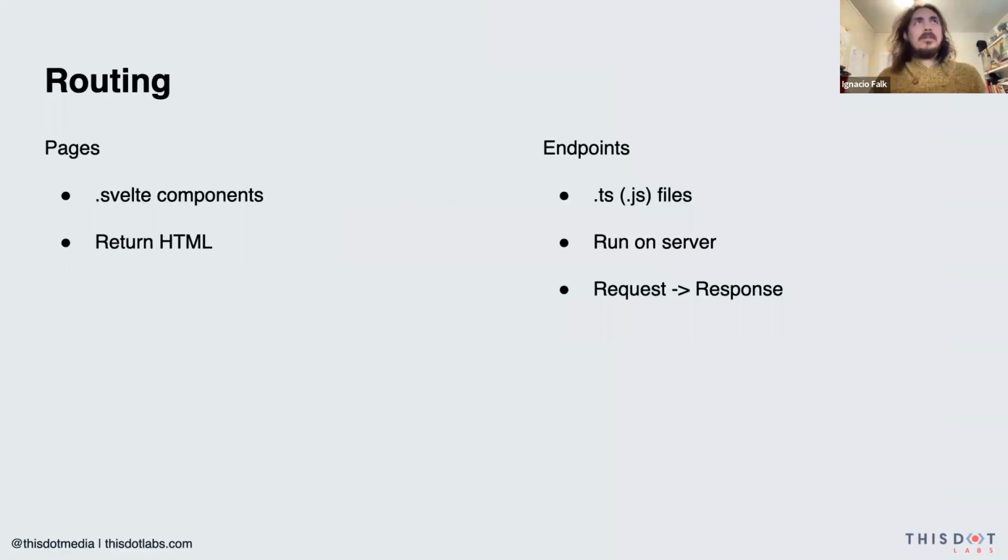Routing. So let's talk about routing. In SvelteKit, we usually define two types of routes: pages, which are Svelte components, and they usually return HTML when a request is made, and endpoints, which are just TypeScript or JavaScript files. They run only on the server, and they get a request and send a response.